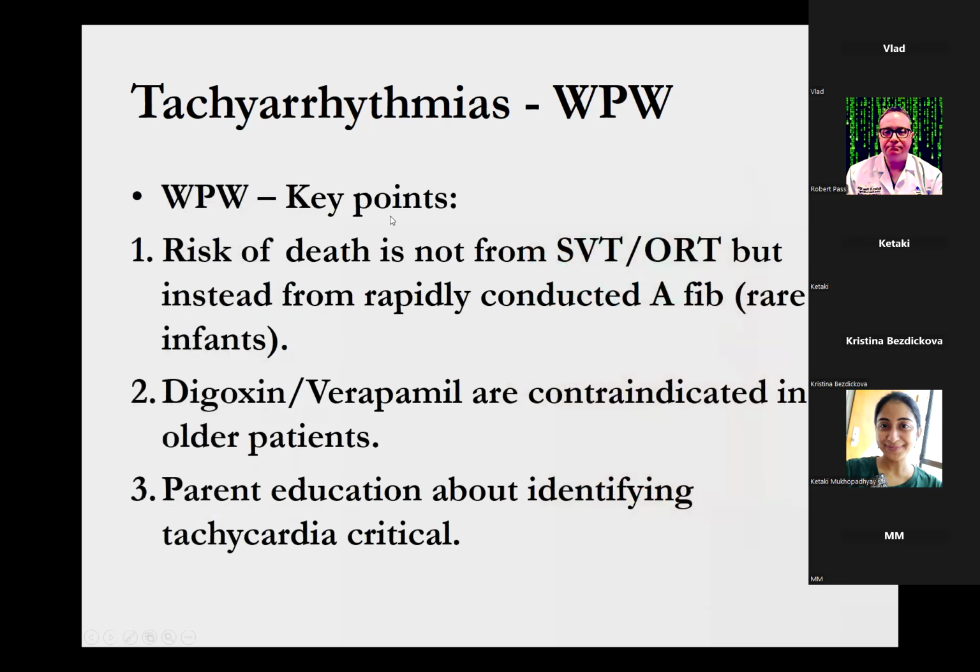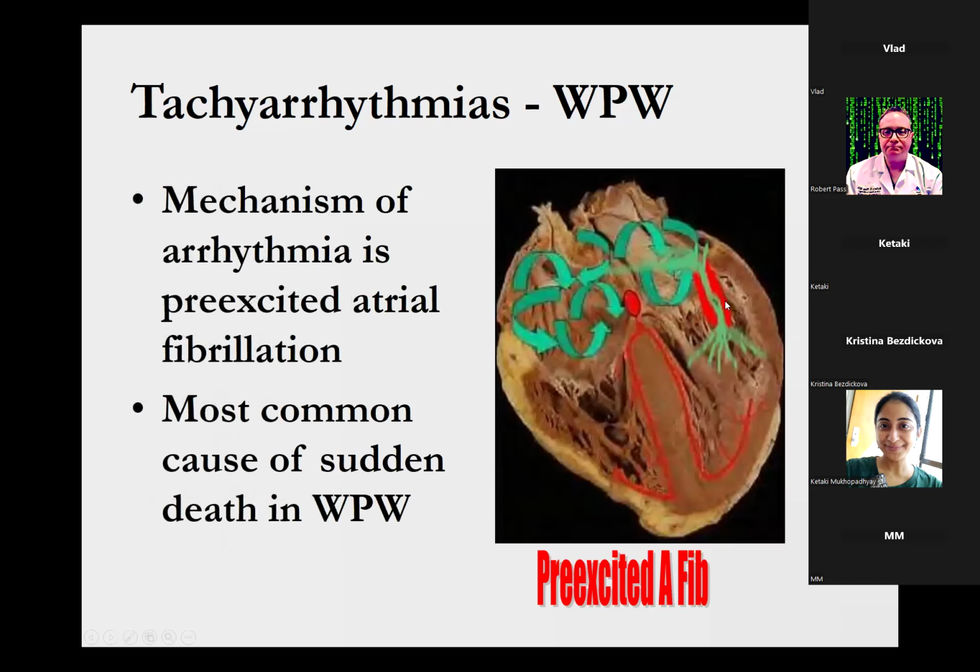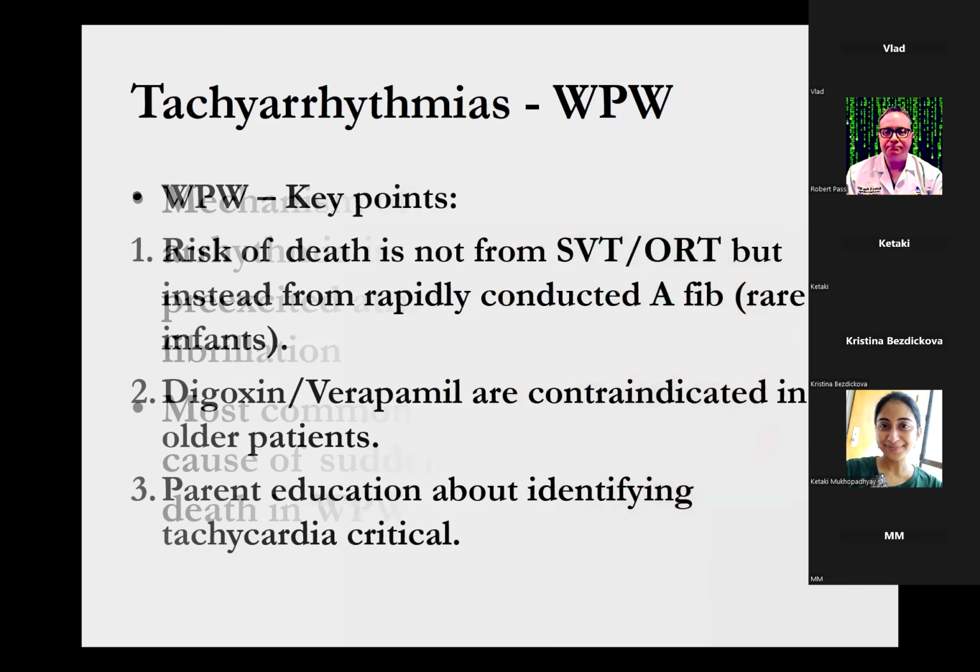So the important point is that the risk of death is not from SVT or ORT when people have WPW, but from rapidly conducted AFib, which thankfully is rare in infants. Digoxin and verapamil are contraindicated in patients who have WPW. The reason is that both agents may theoretically enhance conduction through the accessory pathway, meaning that you could have a pathway that maybe can't conduct very rapidly, but in the presence of digoxin or verapamil, the patient could potentially conduct rapidly, resulting in an enhanced risk for sudden cardiac arrest.